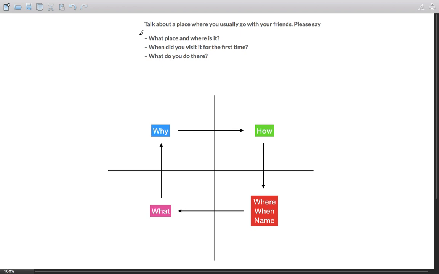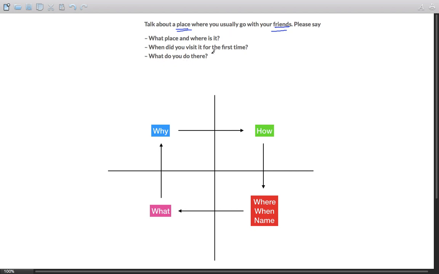The question today is: talk about a place where you usually go with your friends. So it should be a place where you go with your friends and not anyone else or alone. Please say what this place is and where it is. When did you visit it for the first time and what do you do there?